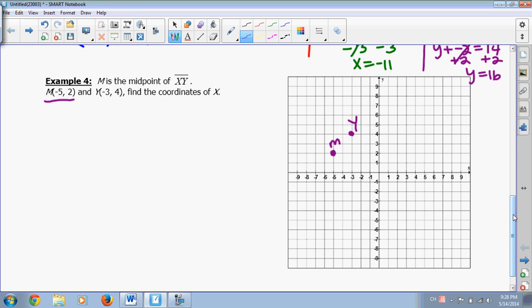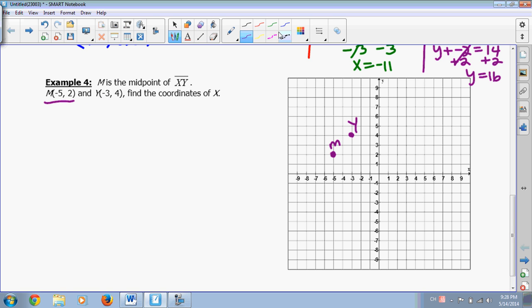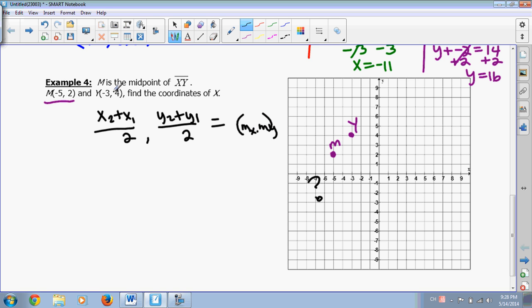Okay, well, let's go ahead and actually use our formula, since that's what this lesson is about, using the midpoint formula. So we need to do x2 plus x1 divided by 2 and y2 plus y1 divided by 2. Okay, here's the deal though. We have the midpoint already. We're looking for the endpoint. It's somewhere out here. So this is going to equal our midpoint x and our midpoint y, which we already have, which is -5 and 2.